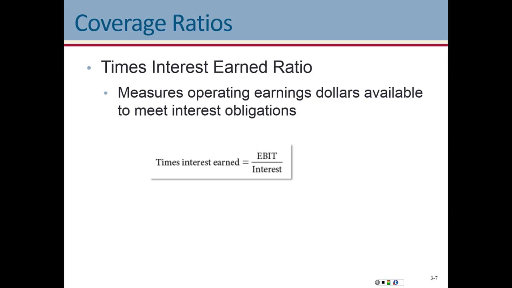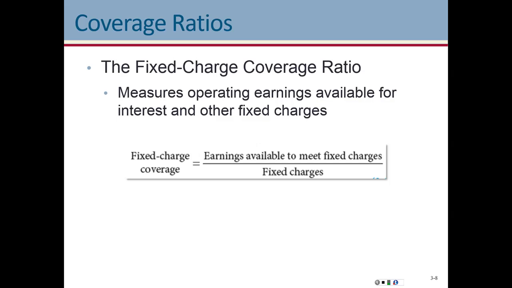Times interest earned: EBIT, earnings before interest and taxes, divided by interest. As a general rule, we want our earnings before interest and taxes to go up and the interest that we pay to go down. We want this ratio overall to go up. That means for every dollar we owe in interest, how many dollars do we have in earnings before interest and taxes?